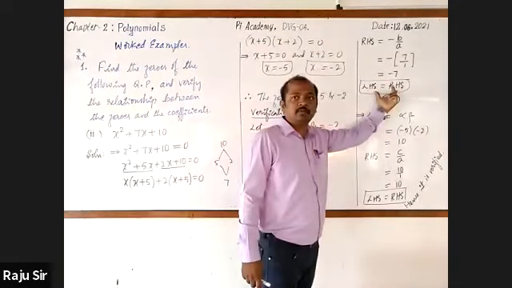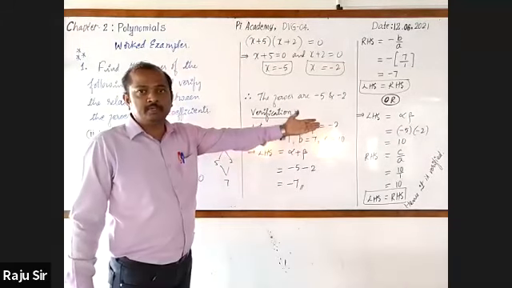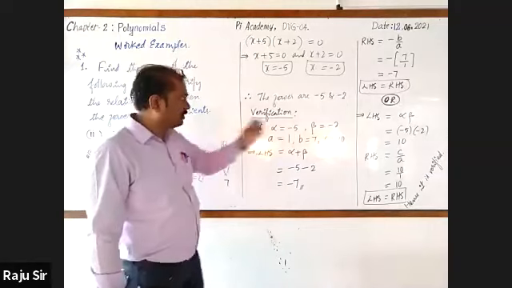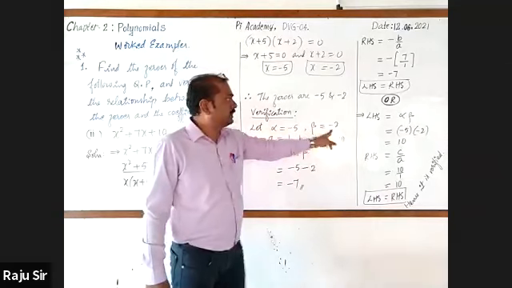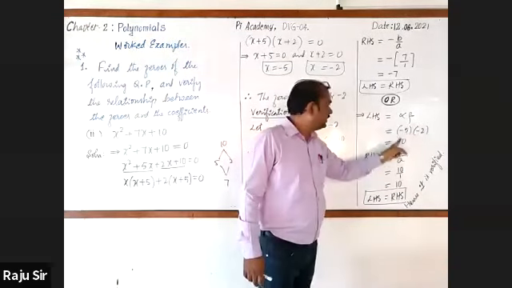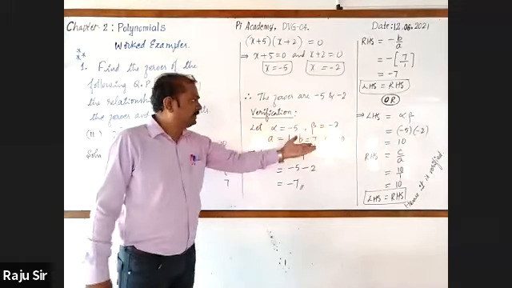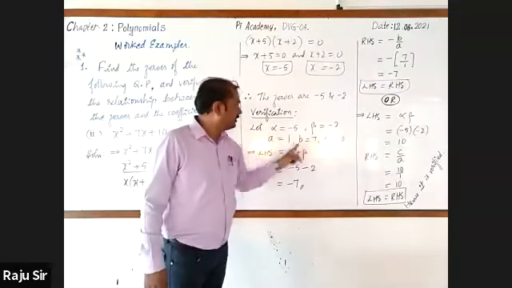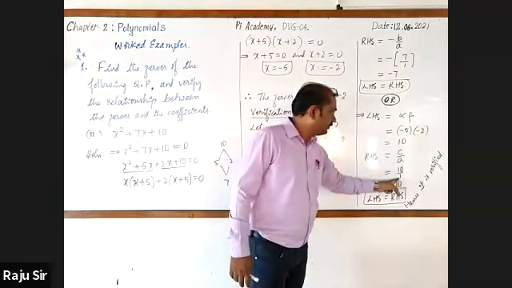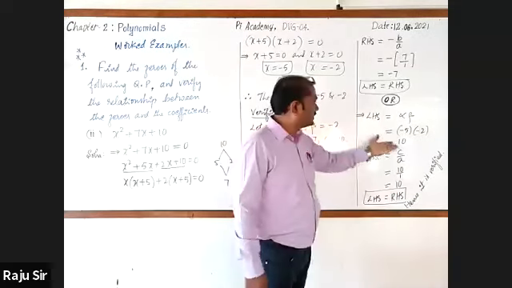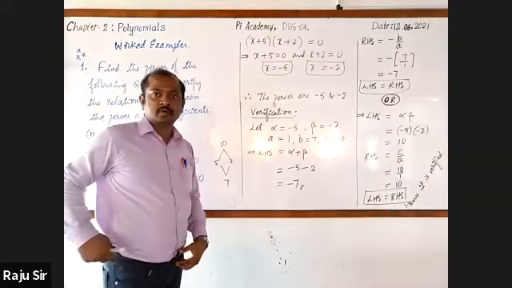Hence they are equal. And the second statement that you can verify is alpha into beta equal to c by a. So LHS alpha into beta, where alpha is -5, beta is -2. -5 into -2 is +10. Then RHS c by a. C is 10, a is 1, so 10 by 1, which is 10. LHS is 10, RHS is also 10. Both are equal. Got it?